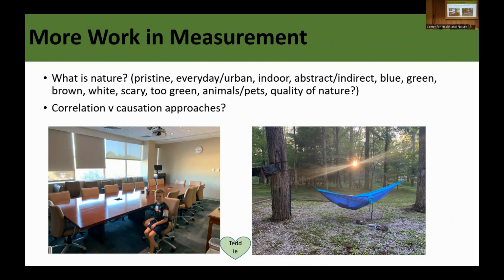Also in measurement, correlation versus causation, where are we in the field? What should we be thinking about? This is Teddy too. So both of these, this is my youngest. Both of these settings are nature in some way, right? So how do we measure that?